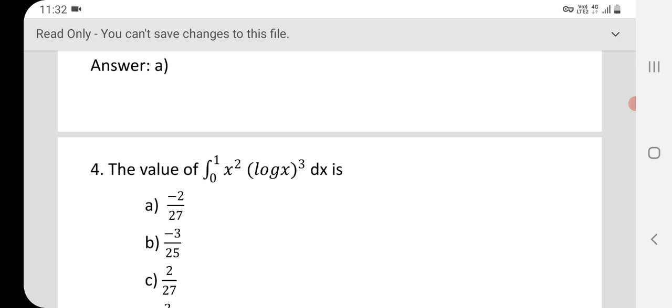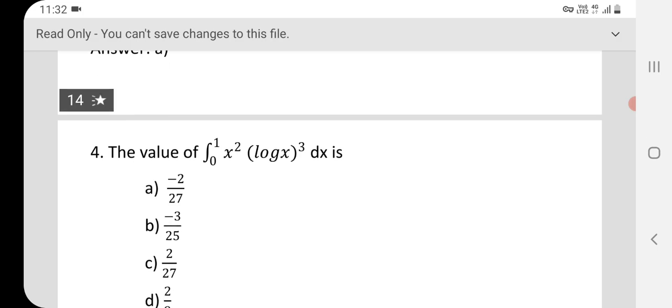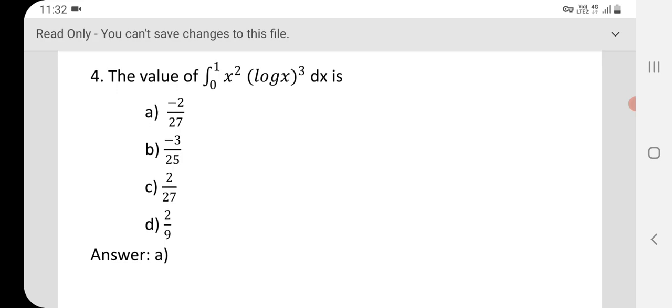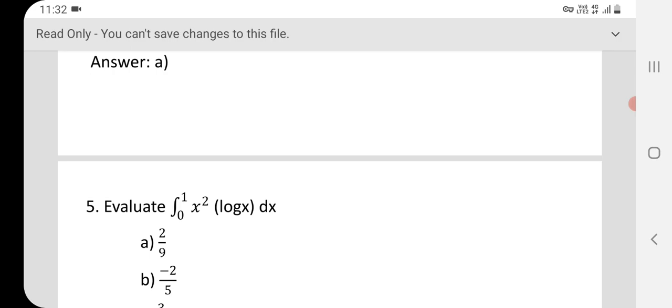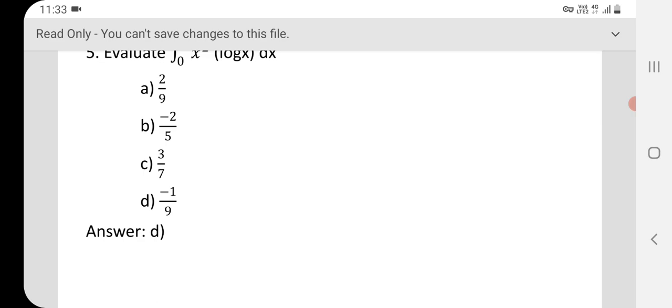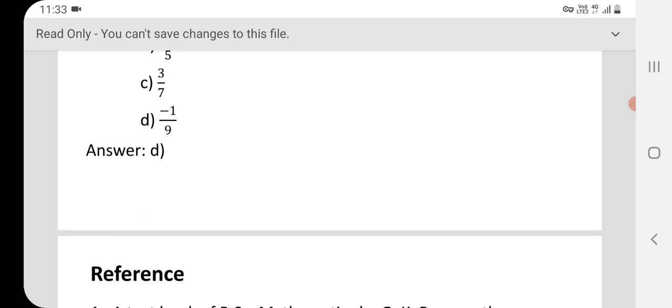Next, one more. The value of integration 0 to 1 x square log of x to the power of n dx is option A. And one more, integration 0 to 1 x square log of x with respect to x. So the answer is D.